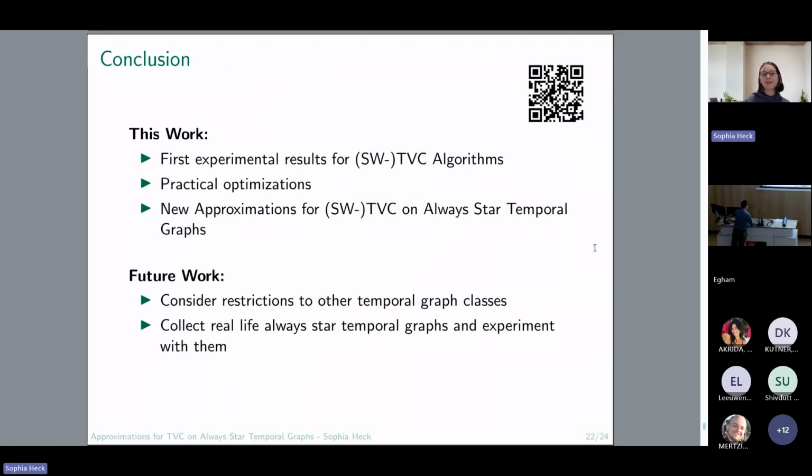And the other thing that would be really interesting, but also quite hard, is to actually experiment on always star temporal graphs that appear in real life. And what makes this a bit hard is to actually gain access to such data.